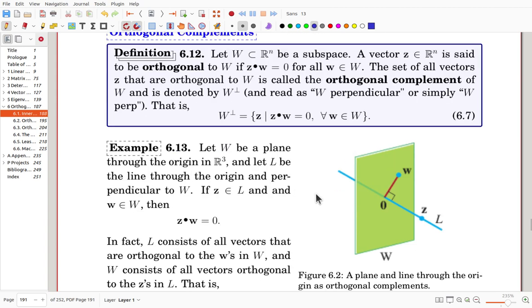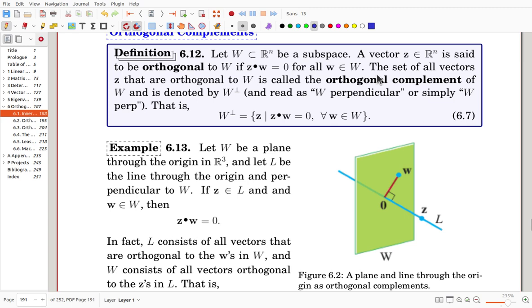Orthogonal complement. W is a subspace of Rn. A vector z in Rn is orthogonal to W if z dot w is 0 for all choices of w from the subspace. If a vector has dot product 0 with every vector in W, then we say that the vector z is orthogonal to the space.